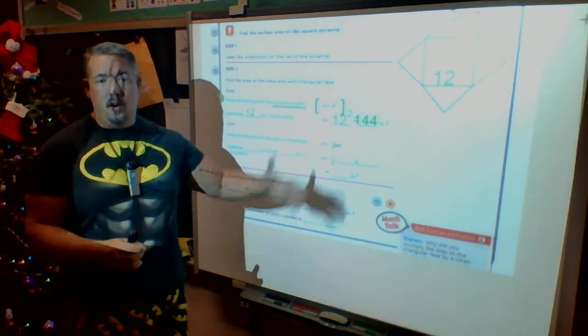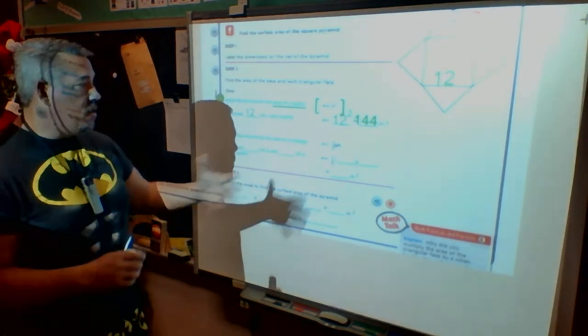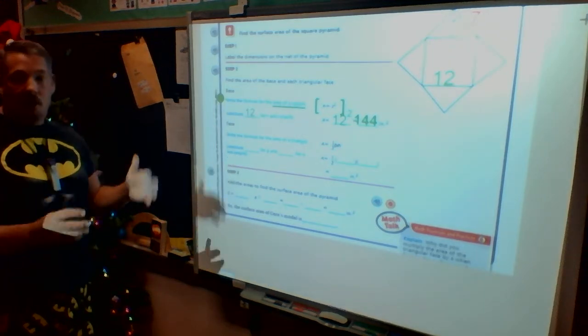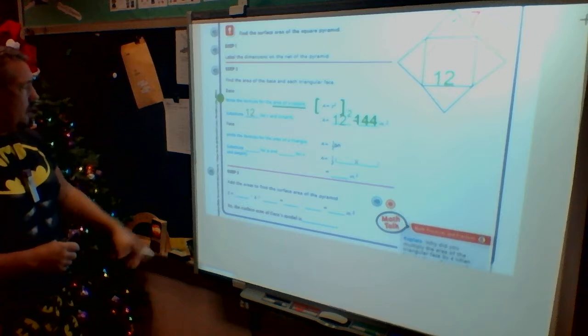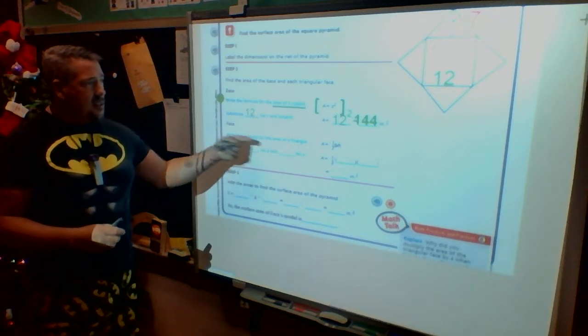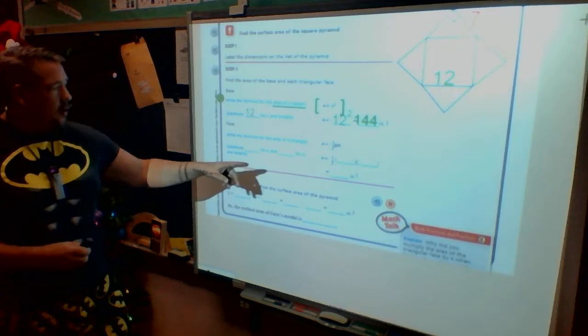You don't need your calculator. You just know that 12 times 12 is 144, just like 13 times 13 is 169. Some of you memorize those, and that's fine also. When I look at the faces then, which is the next step, I know I'm going to use the formula of 1/2 times base times height.